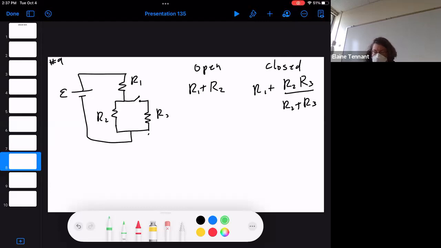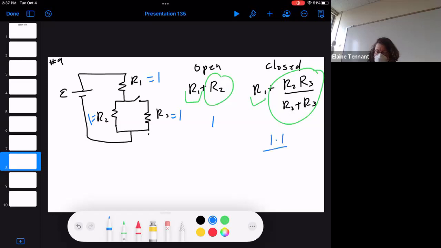So let's look at this. They both have an R1 added, so we're really just comparing this to that, right? Well, let's plug in some numbers. Let's set everything equal to 1 and see what happens. So this would be 1. And over here I'd have 1 times 1 over 2. So open is stronger, and that's going to be true always. So open has more resistance than closed.